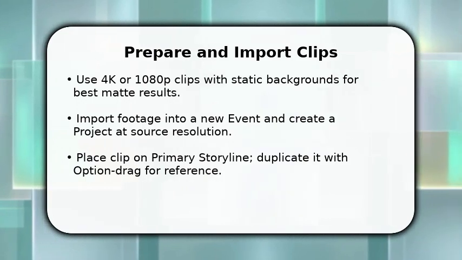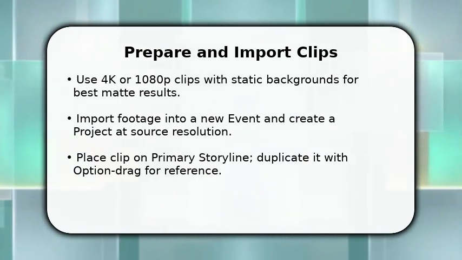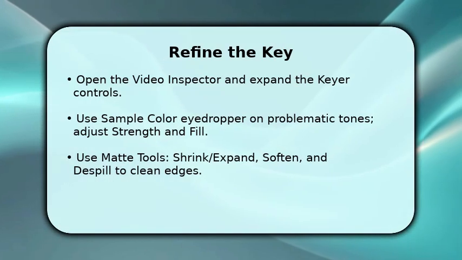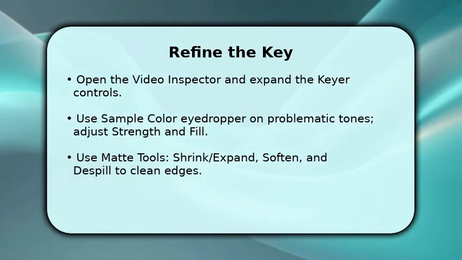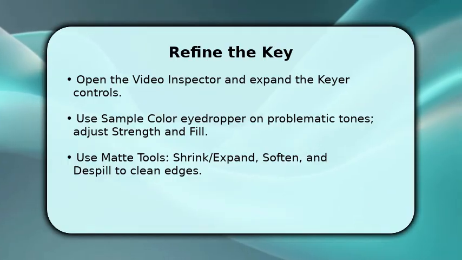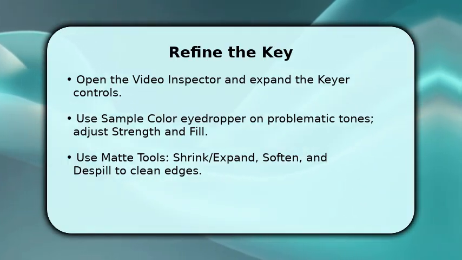Once the keyer runs, inspect the matte in the video inspector to see holes or fringe. Use the sample color eyedropper to pick residual background tones and lower the strength if foreground is clipped. Next, switch to matte tools.